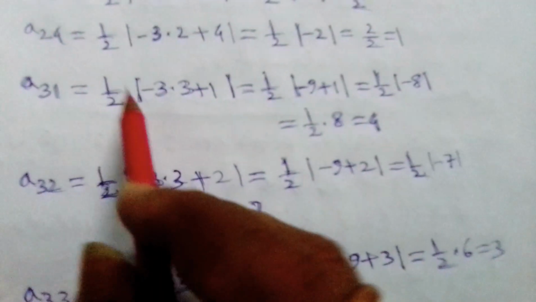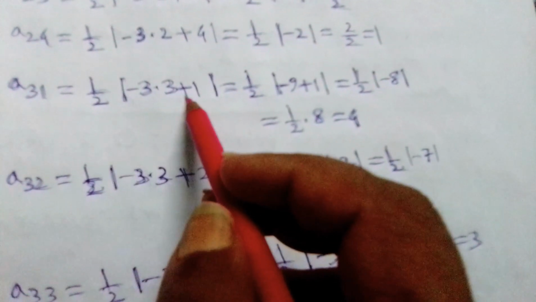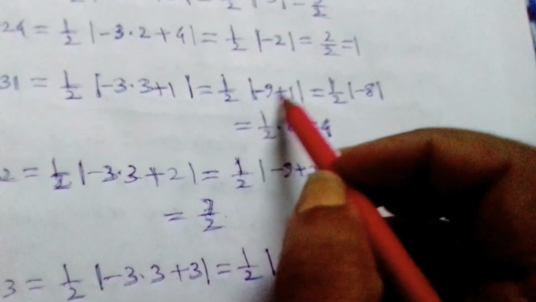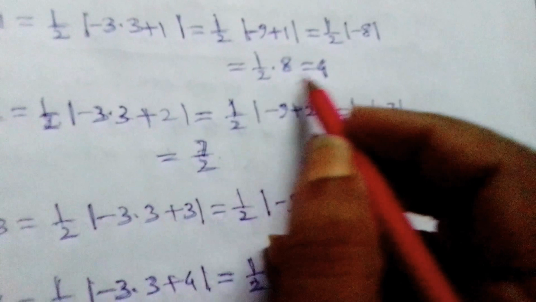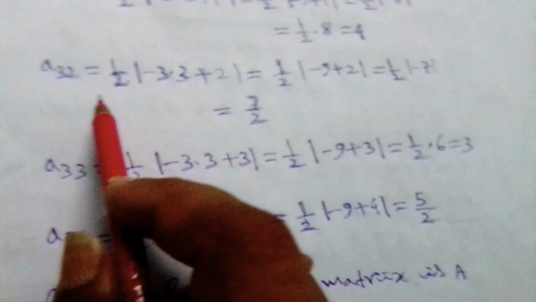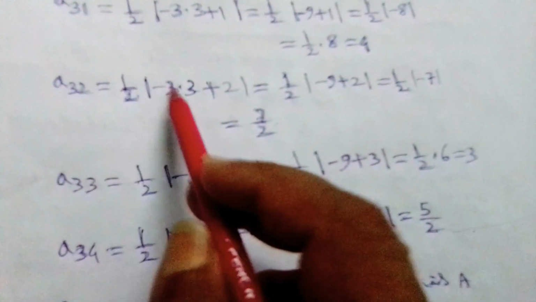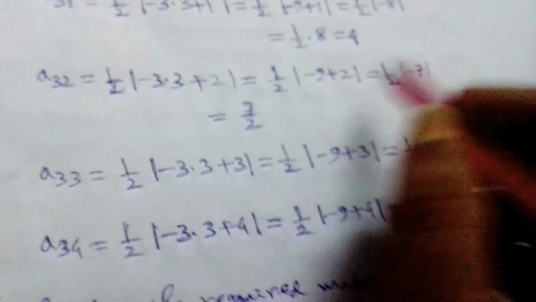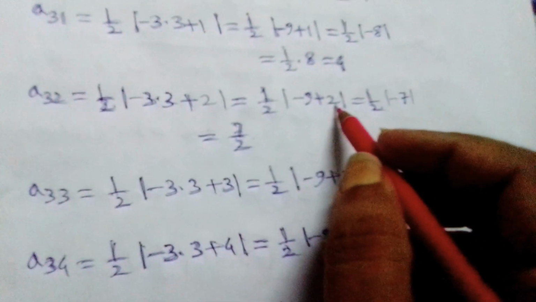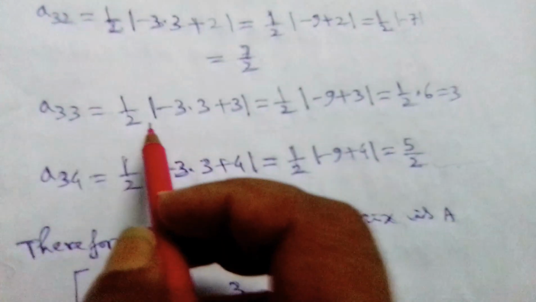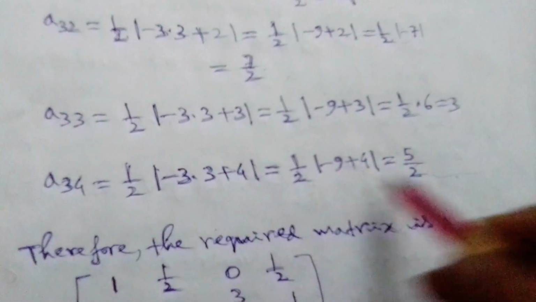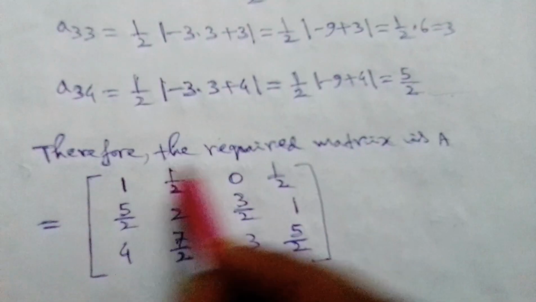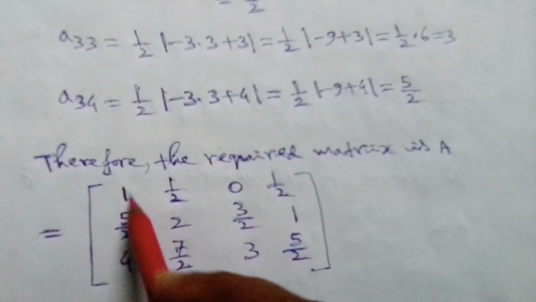A31, half of mod of minus 3 into 3 plus 1, half of mod of minus 9 plus 1, that is half of mod of minus 8, half of 8, that is 4. So A32, half of mod of minus 3 into 3 plus 2, that is half of mod of minus 9 plus 2, that is half of mod of minus 7, that is 7 by 2. And A33 we are finding in the same manner, that is 3, A34. Now calculating and substituting all these values, we are getting the required matrix.